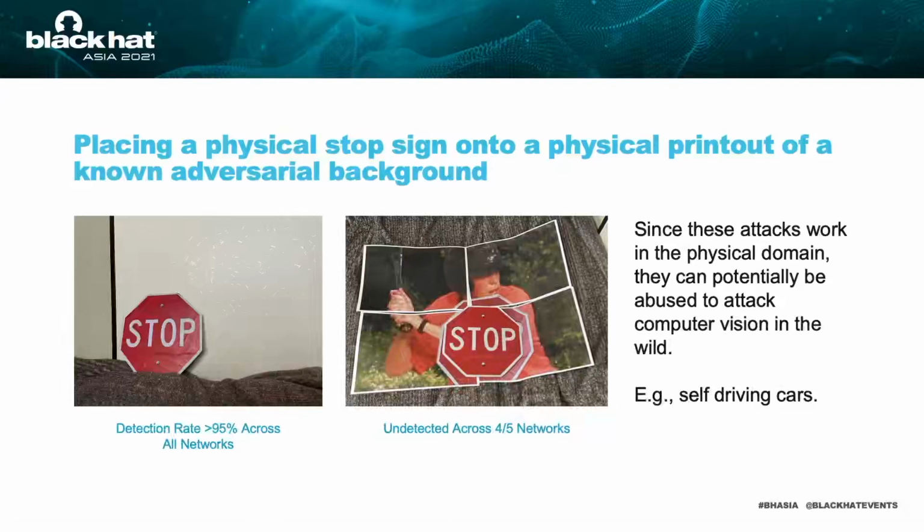So we made a small stop sign out of cardboard. We got a real stop sign as well, but it turns out it was too big to pragmatically print backgrounds for it. So we got a small stop sign. We took a picture, and we used that picture as input. And as you can see on the left, it had a certainty exceeding 95% across all of the networks that we're using. And then on the right, we took a background that we knew worked in the digital realm to hide stop signs, and we put the physical stop sign on top of it, and it was undetected by 4 out of 5 networks, including one of the CloudVision systems.